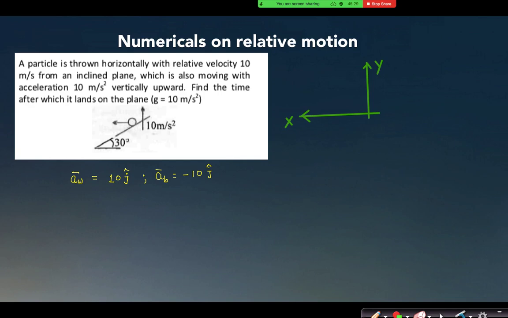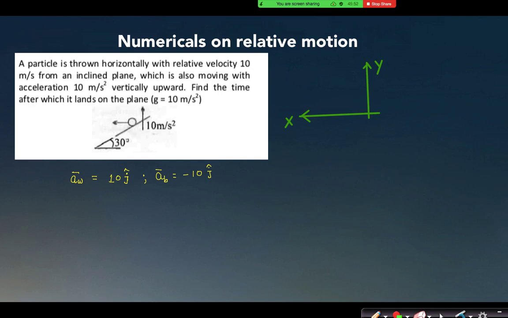So 10, yes, minus 10. It is only gravitational acceleration that will act on the ball. Once you drop the ball, there is no acceleration provided by the train that can come to the ball. But it will gain the horizontal velocity of the train when it was projected.